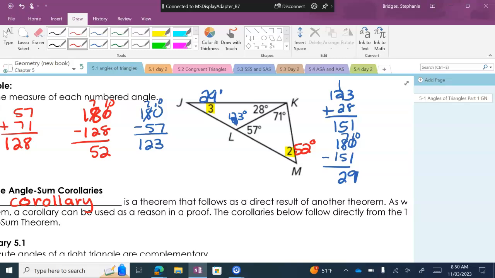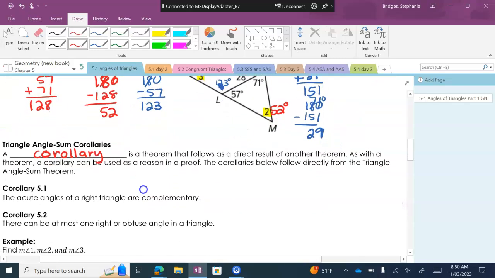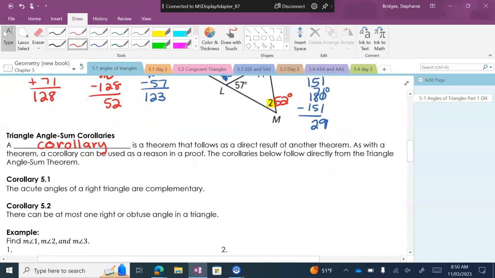Not that you have to know what the definition of corollary is, but you do need to know what the corollaries are, and they are listed right under you. Look at corollary 5.1. What does it say? The acute angles of a right triangle are complementary.